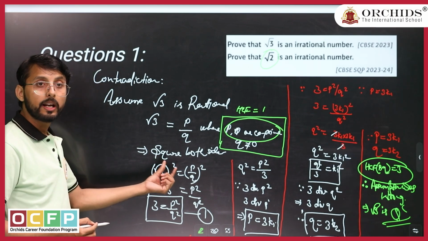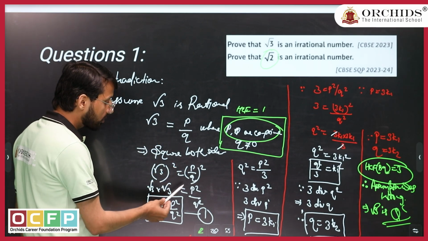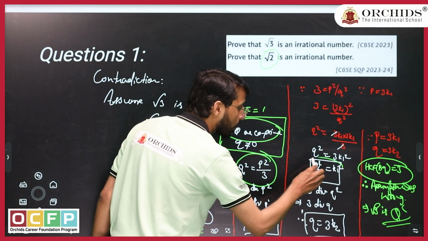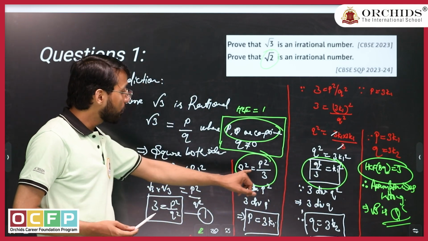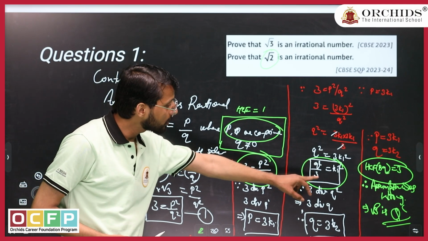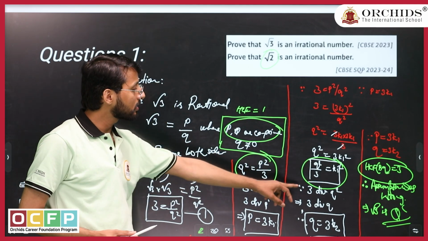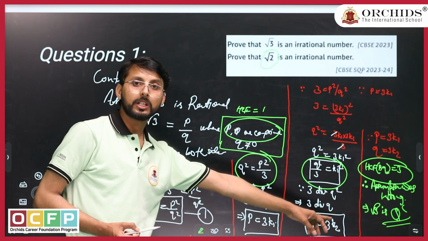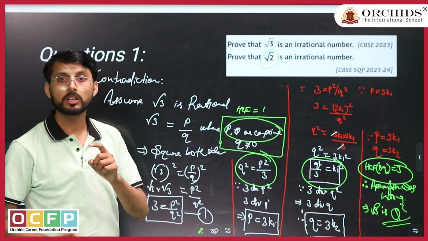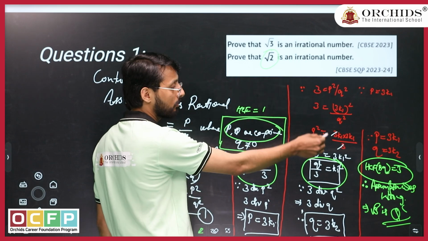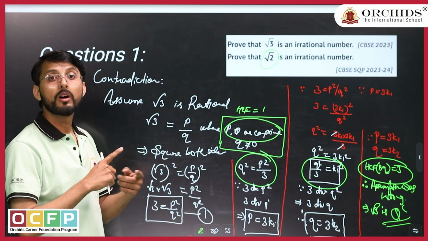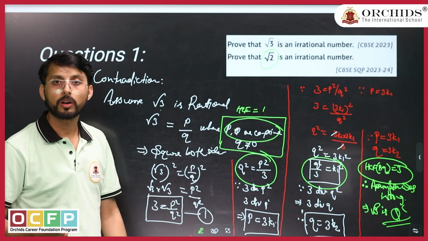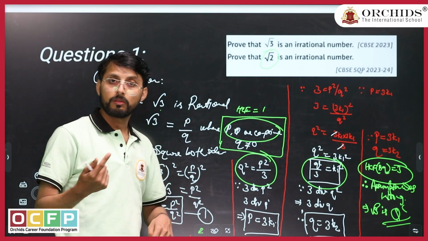Then we did the square, and two times we did the same thing. After squaring, first I wrote it in the form of q square, then I wrote it in the form of k1 square. In both parts, one time I got p square by 3, one time q square by 3. It means 3 divides p square, 3 divides q square. So I can write p in the form of 3 times k1 and q in the form of 3 times k2. Both have the factor of 3 instead of 1. It means that whatever I assumed, that it is rational, was a wrong assumption. So what is the contradiction? It means the given root 3 is an irrational number only, guys. The second one, you try at home.